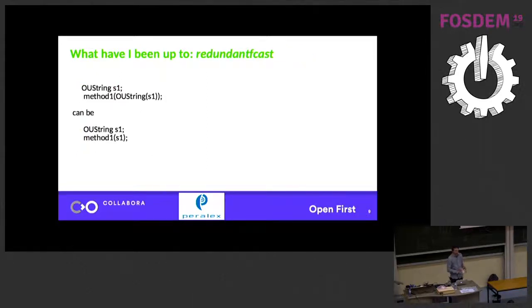Redundant functional cast is an extension of another plugin where we're looking for normal redundant casts. In this case, we often had code that was accidentally constructing a new OUString from an existing OUString and then passing it into a method. And the method in this case was taking a const ref, so there was no point in doing that. So the plugin looks for cases like that.